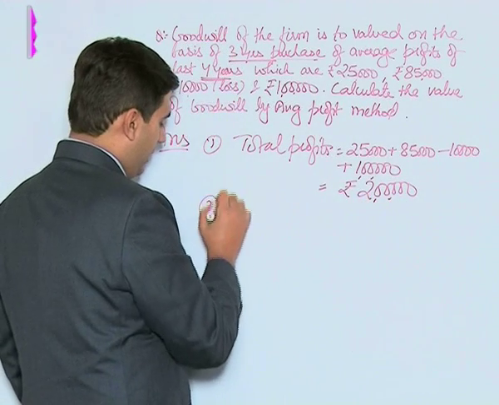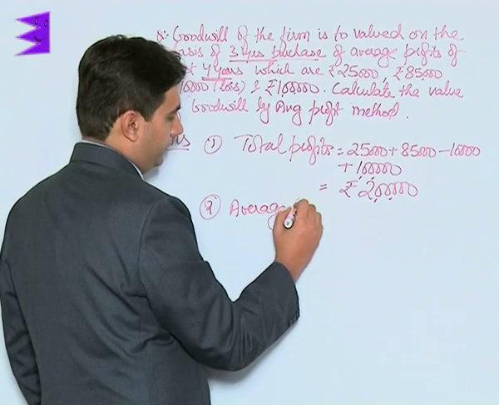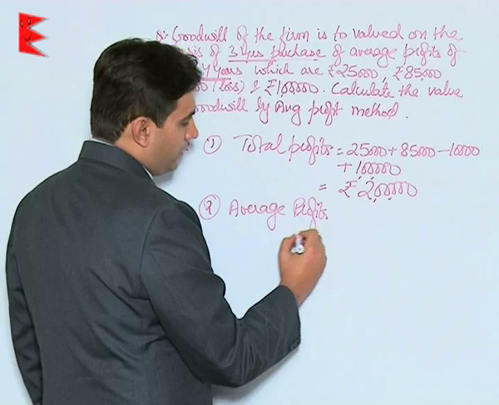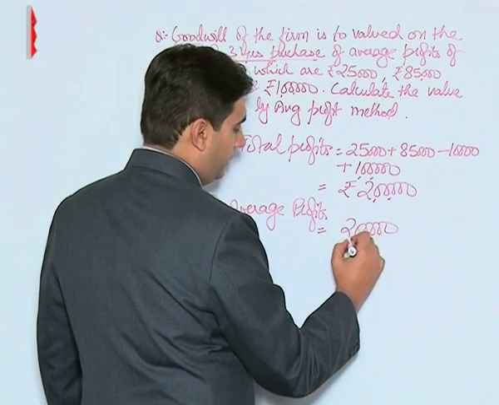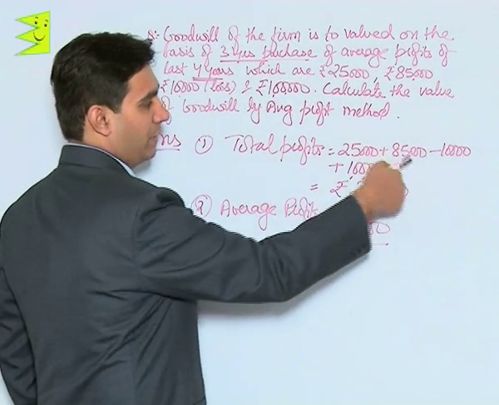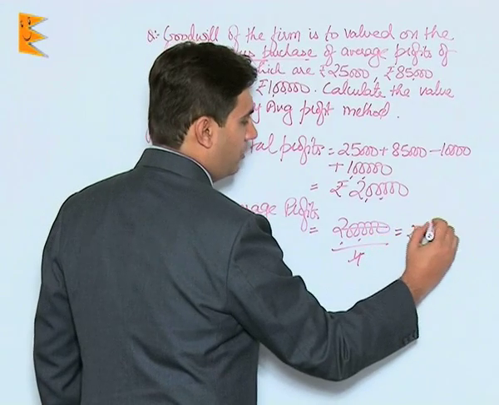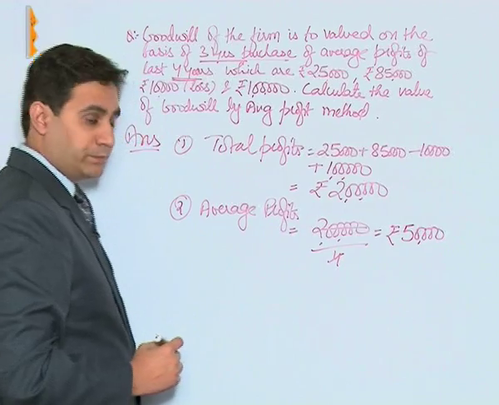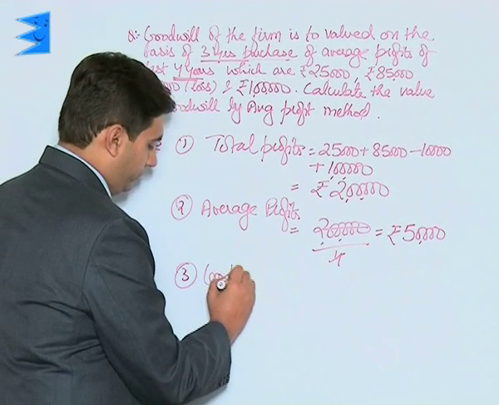Then we will have average profits. Average profits are equal to 2 lakh divided by number of years. They were 1, 2, 3 and 4 years. So average profit comes to rupees 50,000.